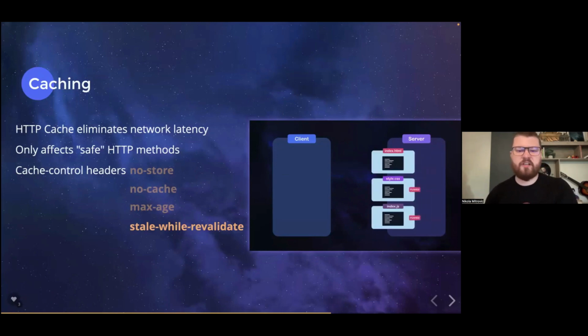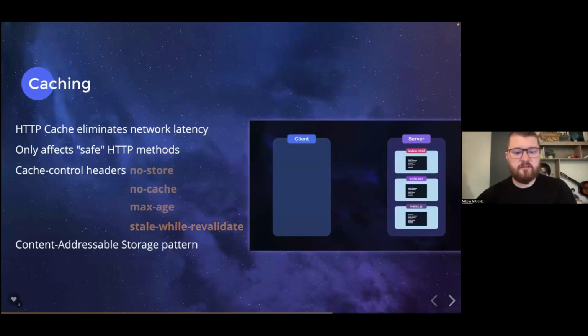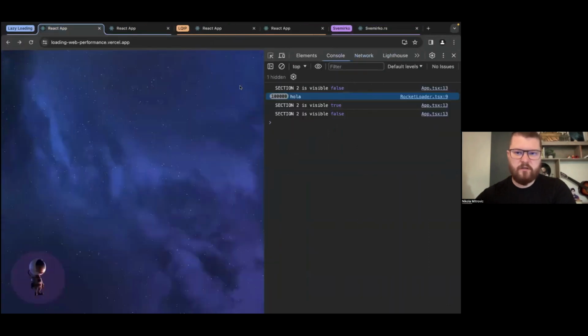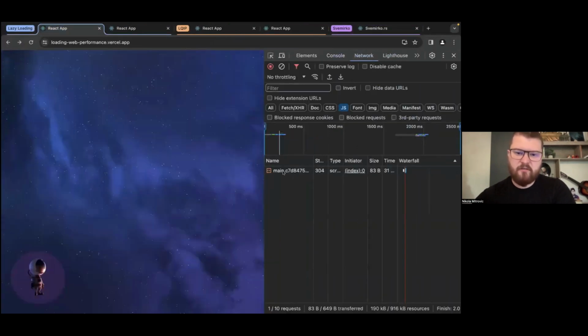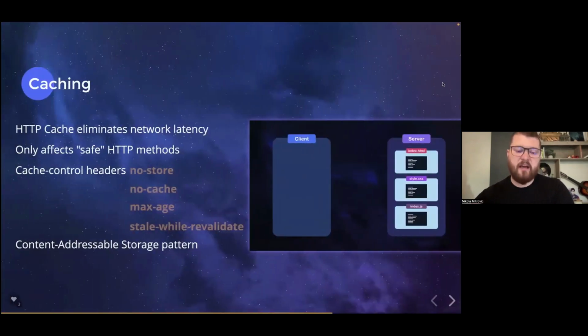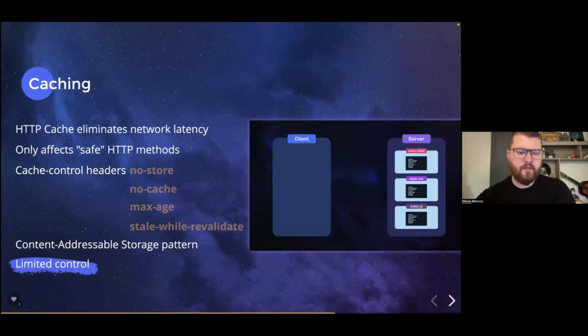But in the background, we're checking if there is new data on the backend. And of course, there is a content addressable storage pattern. So I will quickly show you that. In one of our previous examples, we had the JavaScript file, and the name of that file was main.something.js. So this hash is basically that pattern. Based on that cache, our browser knows if we have a new version of an app deployed on a web server. But the thing with caching is that it has limited control.